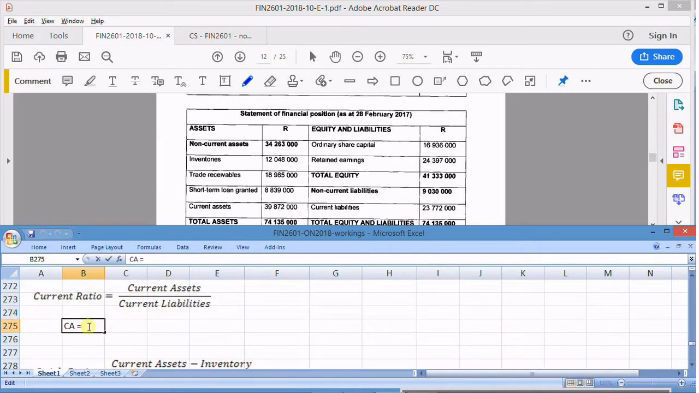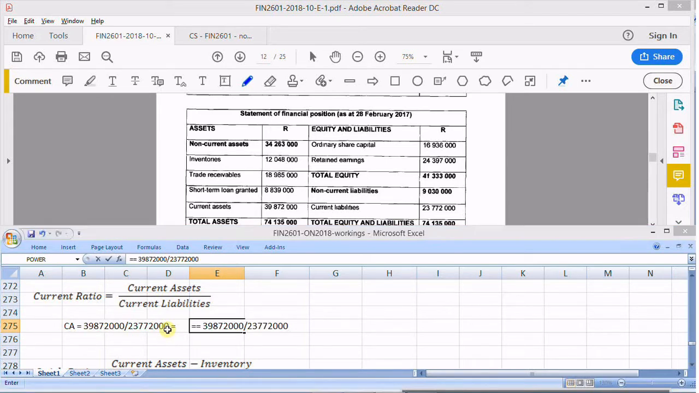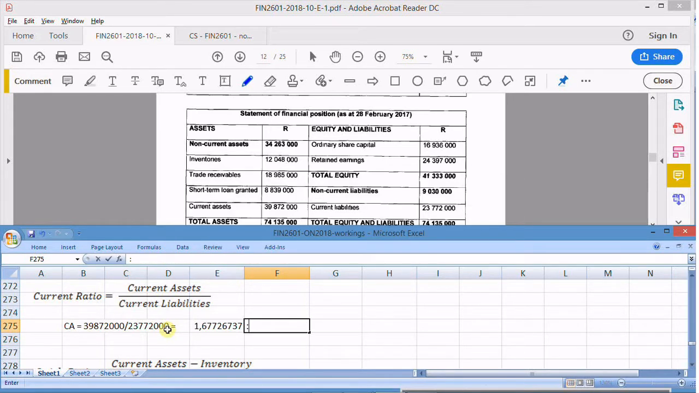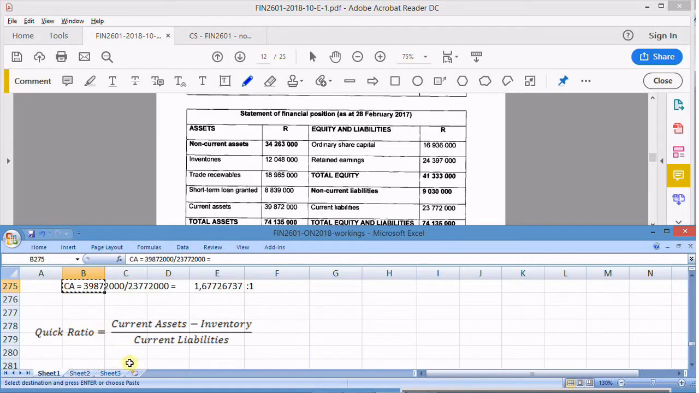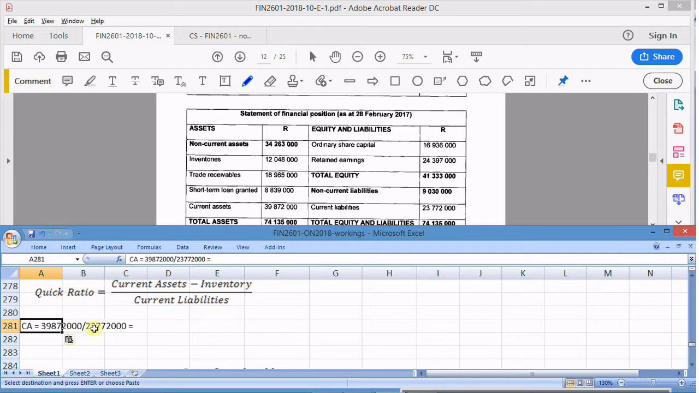Alright, current assets: 39872000 divided by 23772000 equals 1.68. So that's all you have to do. Next one. So we have to put 2-1 for the ratio. Yes, because it's assets to liabilities. Okay.